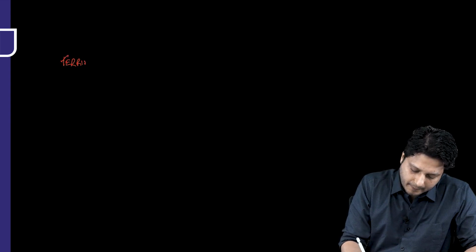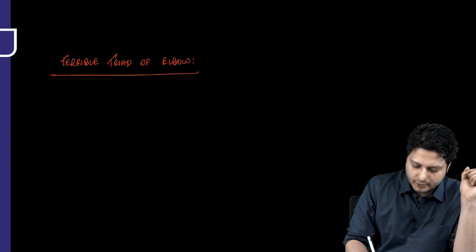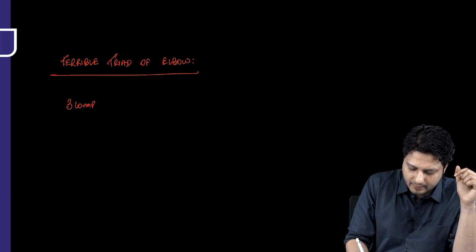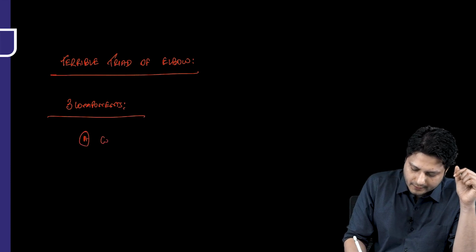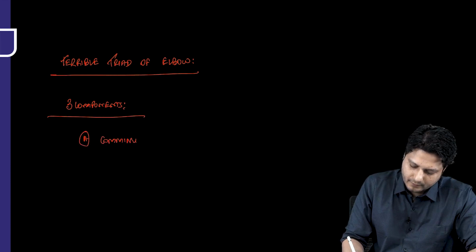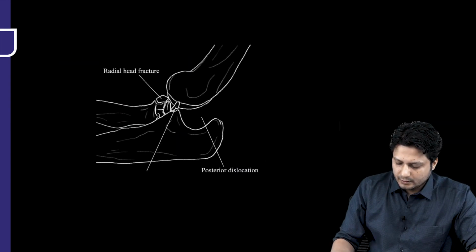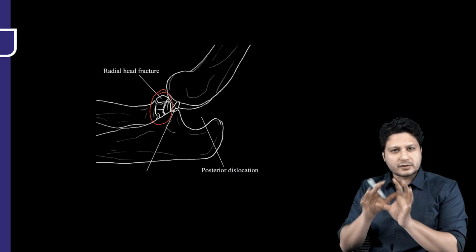The heading is terrible triad of the elbow. Alright. Now under this heading, what you have to remember is that there are 3 findings or 3 components. Obviously triad means 3 components. The first component is comminuted fracture of the radial head. Now if you look at this picture, there has to be a comminuted fracture of the radial head. That means the radial head is burst into multiple pieces.